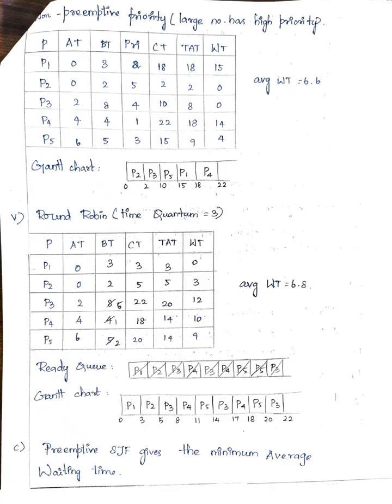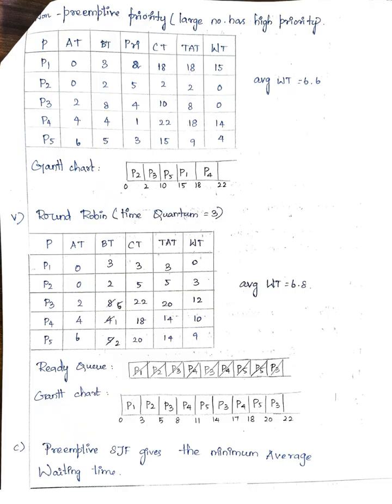Now P1 and P2 have arrived. The highest priority is 5, so P2 will be completed, P2 from 0 to 2. Then again we will check. At 2, P3 has also arrived. P1 and P3 will be compared. 4 is the highest priority, so P3 will be run.